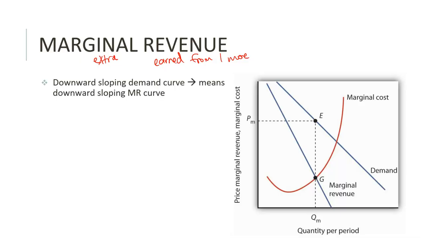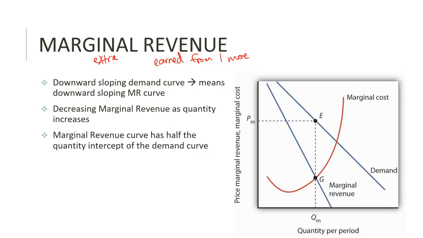And because we have that downward sloping demand curve facing our monopoly, they also are going to have a downward sloping marginal revenue curve. So we're going to see decreasing marginal revenue. As that quantity goes up, the marginal revenue is going to go down. That means they're going to get less money for each unit as they produce more.